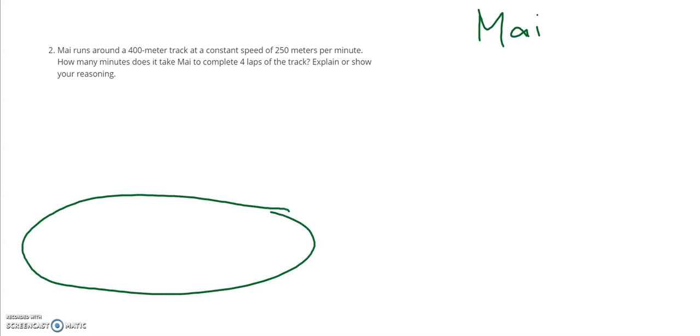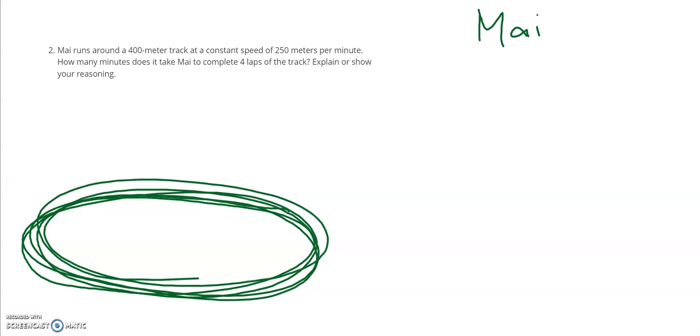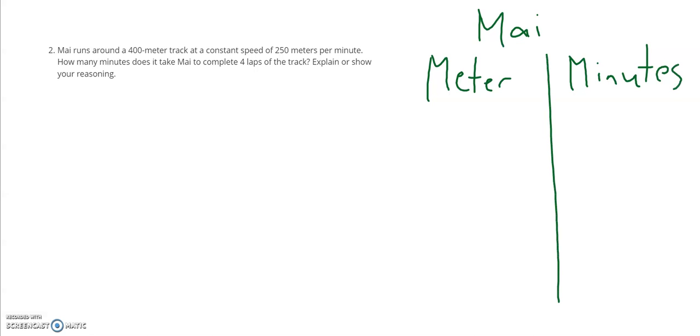All right, we have Mai. Mai's running around a track. Here's our track. She runs around and around and around. I'm sure many of us have seen that sort of track before. We're going to do a table. She's running meters per minute. We're told that Mai can run 250 meters in 1 minute.